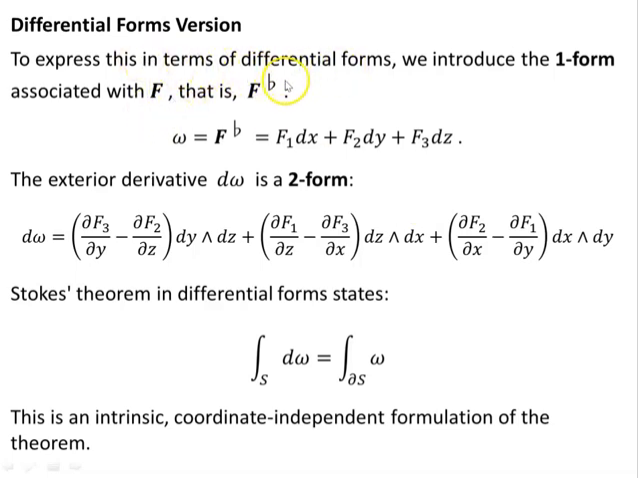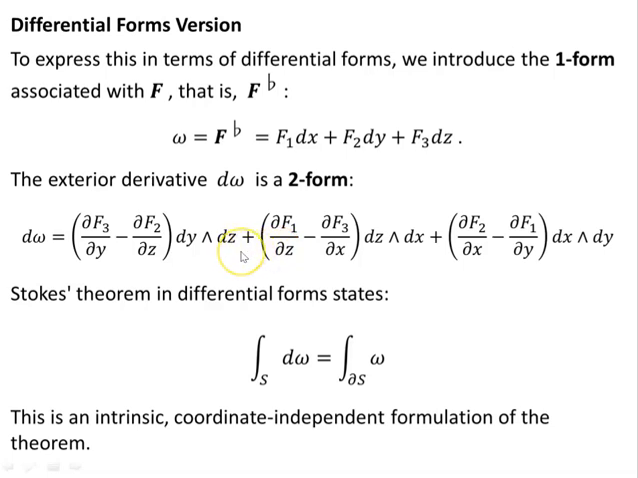To express this in terms of differential forms, we introduce the one form associated with F. We use the flat operator, and we'll call this omega. So omega is the flat of the vector field F, and it's this object here. The exterior derivative d omega is a 2 form, this.